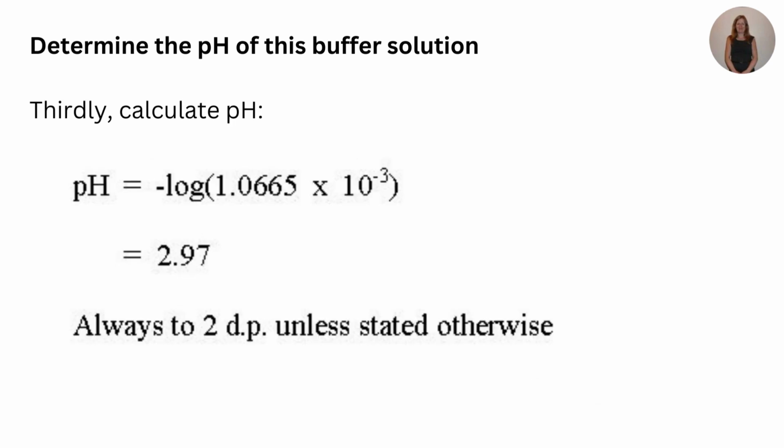And then thirdly, we calculate the pH from the H plus concentration. You're used to doing this, it's quite easy, but you would be amazed at how many students forget to actually do this stage and just quote the H plus concentration as their final answer. Some will also forget that pH values should always be quoted to 2 decimal places unless stated otherwise.